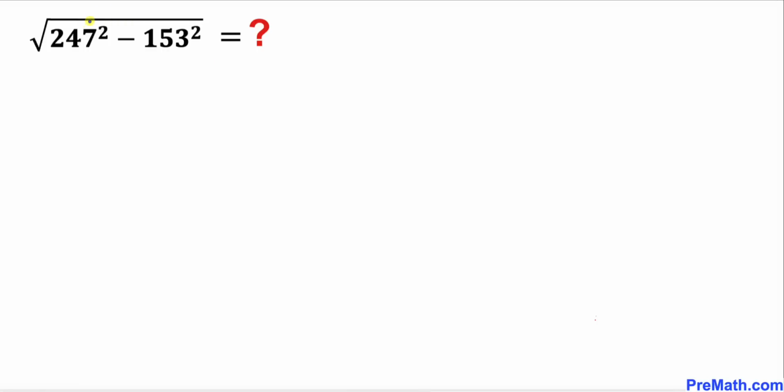So let's go ahead and get started with the solution. Here's the very first step we are going to do. Let's focus on this radicand inside this square root. Now let's assume that this 247 is our A and this 153 is our B. Then this expression could be written as A square minus B square.